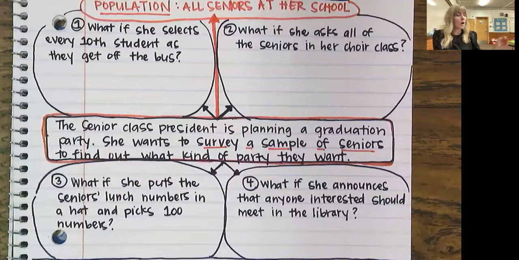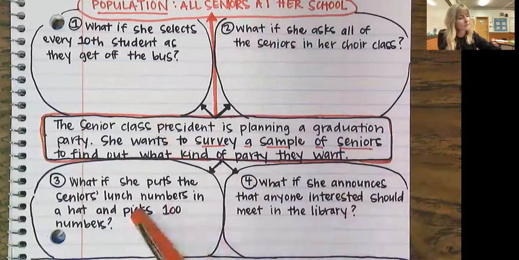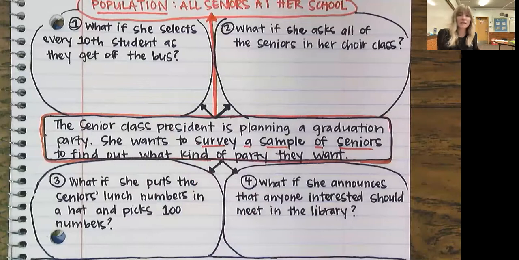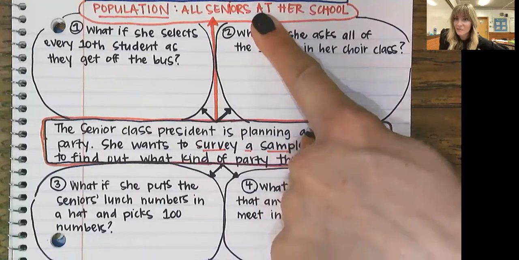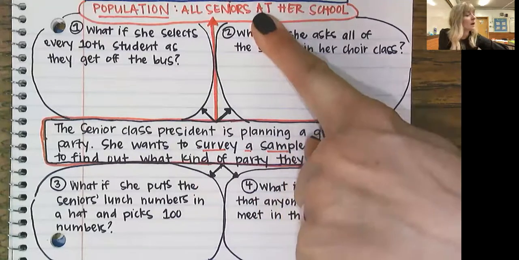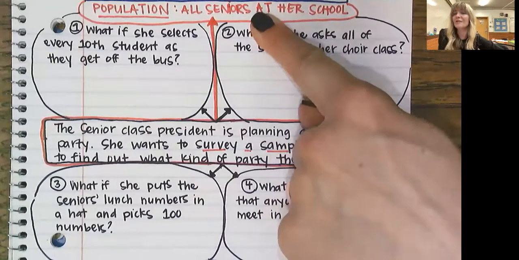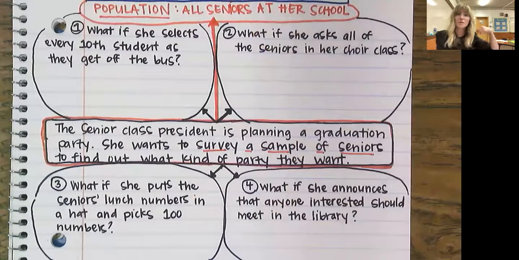So I'm giving you 4 options here of how she could possibly run this sample. And what I want to know is, do you think these options represent a random sample? Remember, random sample would mean everyone in the population had a chance to be selected. That doesn't mean they all were selected. It means they all had a chance to be selected. So her population is all seniors at her school. So keep this in mind.